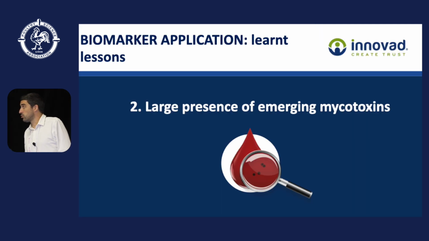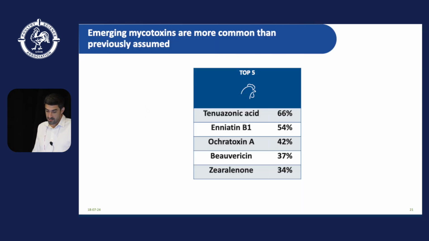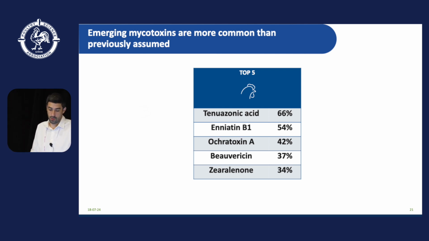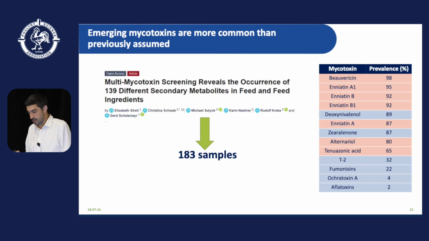Lesson learned number 2, large presence of emerging mycotoxins. It was surprising to see that the most frequent mycotoxin detected in the poultry farms was not DON, was not ochratoxin, it was tenuazonic acid, a mycotoxin that most people ignore, and moreover it was followed by enniatin B1. All these are emerging mycotoxins that, if we check the different scientific feed surveys, have already been confirmed to be largely present.